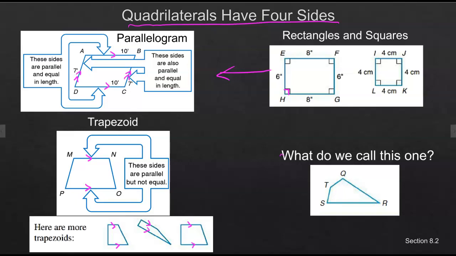What do we call this one? As you can see, there are no parallel sides, right? We don't have opposite sides parallel. It has 1, 2, 3, 4 sides. So we just call this a quadrilateral, because it has 4 sides, but it doesn't have any other special features that would cause it to be a trapezoid or a rectangle or a square.